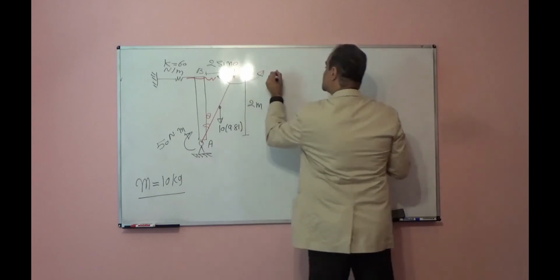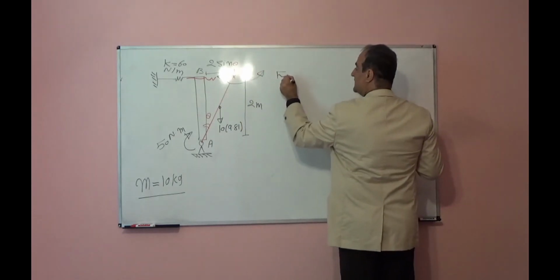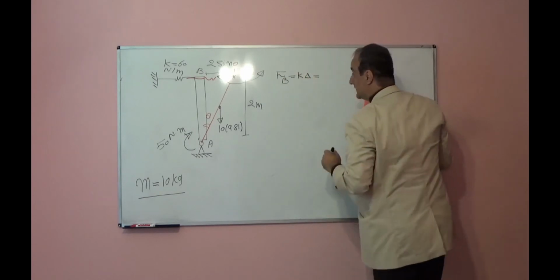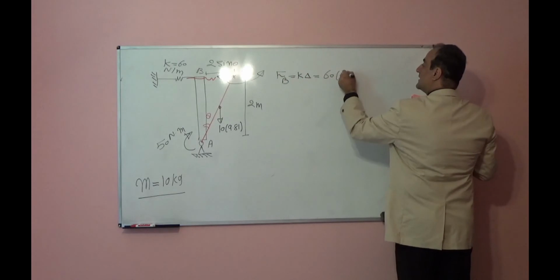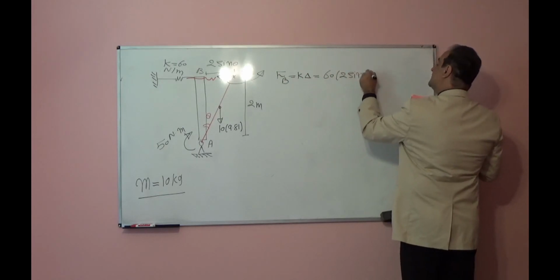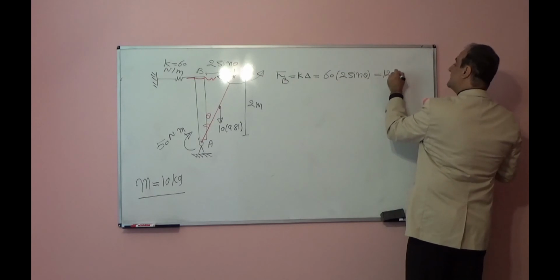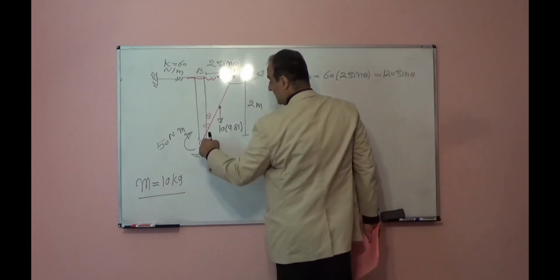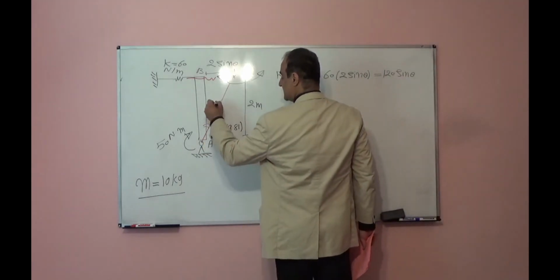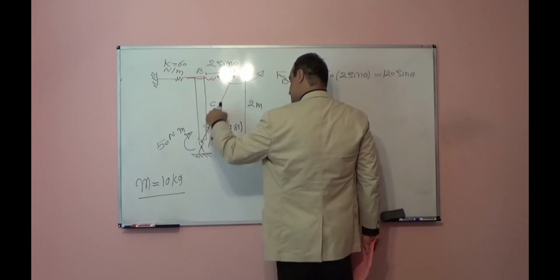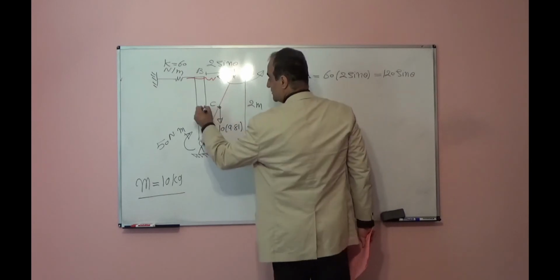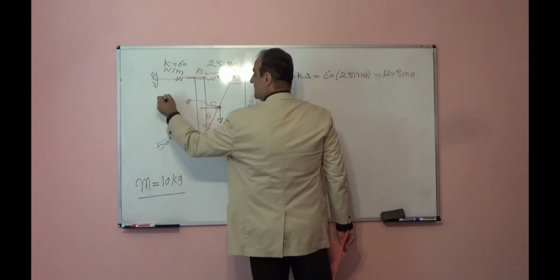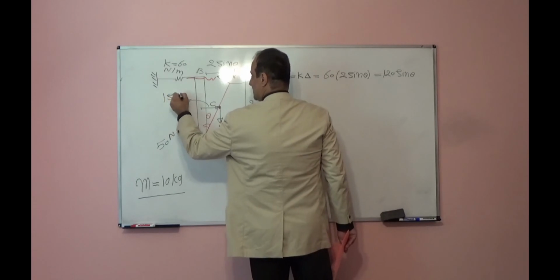So this force FB will be stiffness of spring times elongation delta. That will be 60 times 2 sine theta. It will be 120 sine theta. From point A to the center, point C, the length is 1 meter. So the position in the horizontal direction will be 1 sine theta.